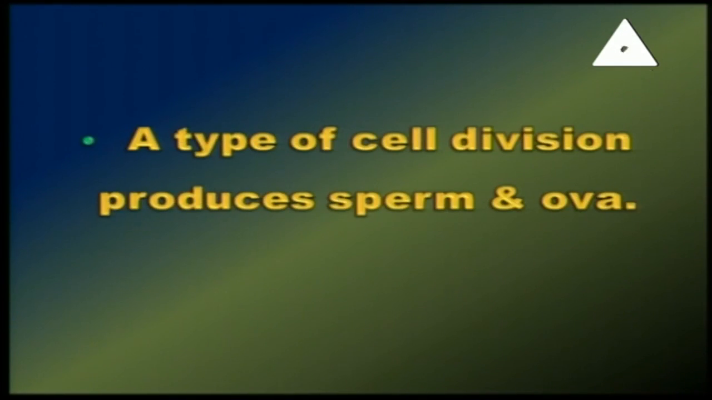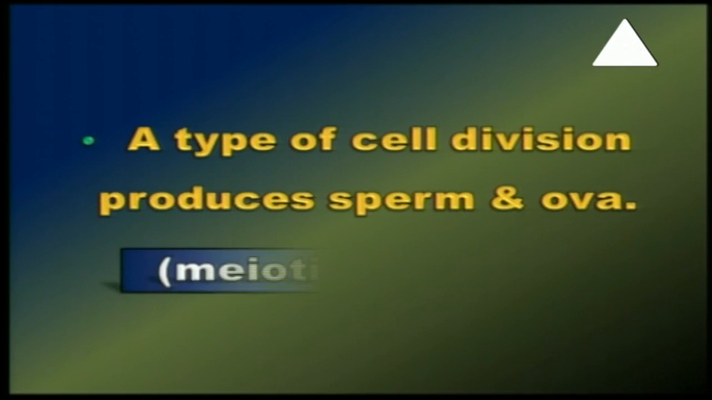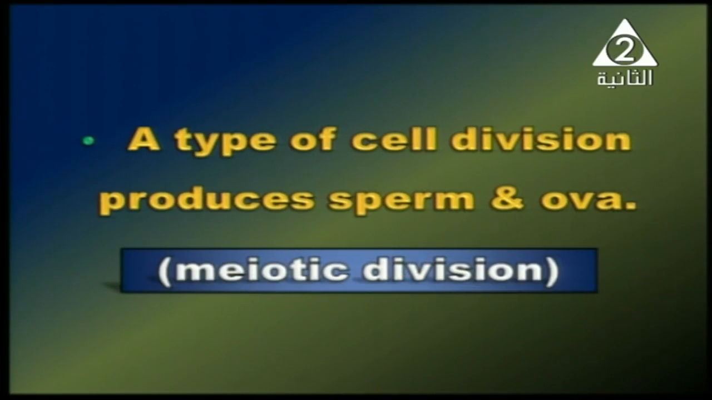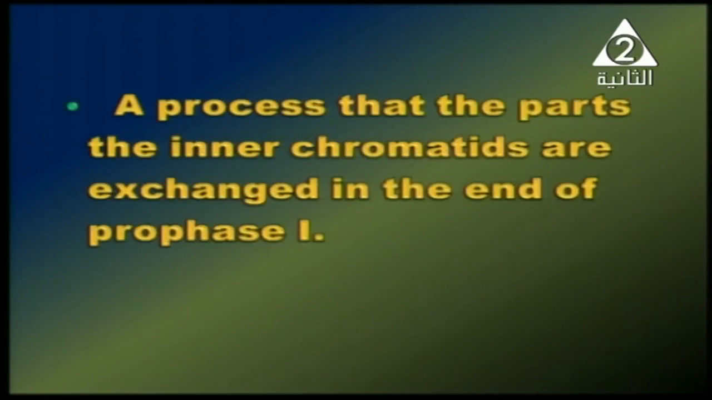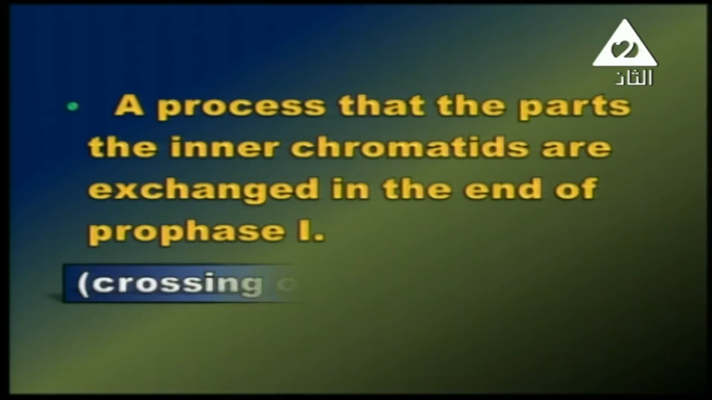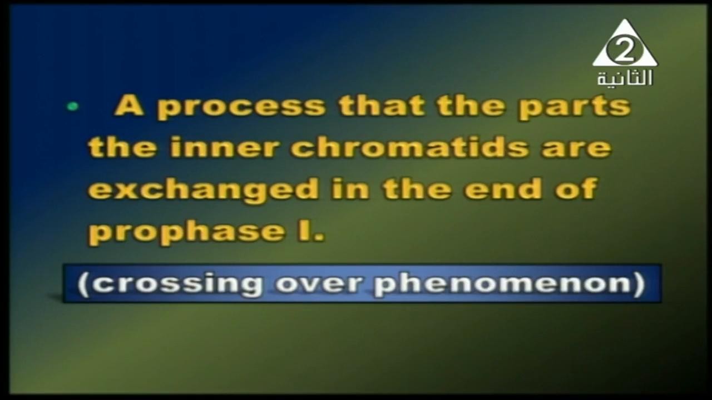A type of cell division that produces sperm and ova. What is this type of cell division? Meiotic cell division. A process in which parts of inner chromatids are exchanged at the end of prophase 1. Yes, it is the crossing over phenomenon.